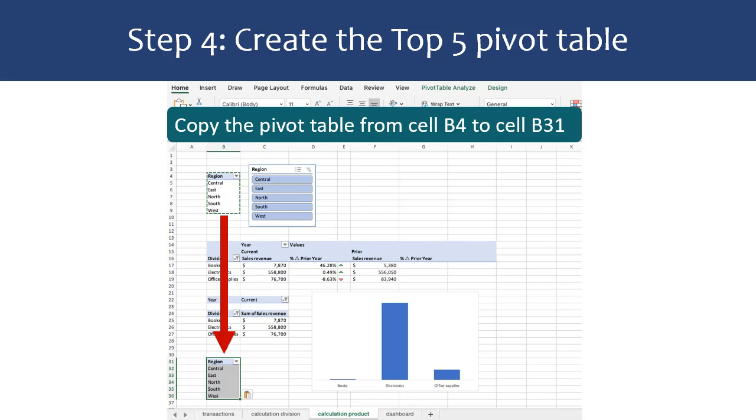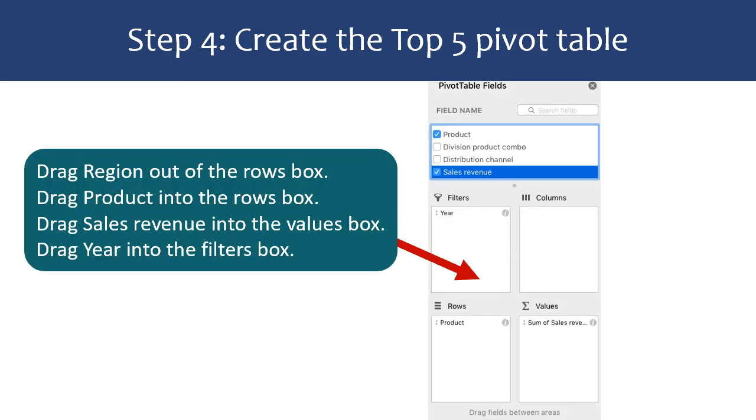Now we are going to make another pivot table to show the top 5 products. As before, copy the pivot table from cell B4 to cell B31. In the new copy of the pivot table, drag region out of the rows box. Drag product into the rows box. Drag sales revenue into the values box. Drag year into the filters box.